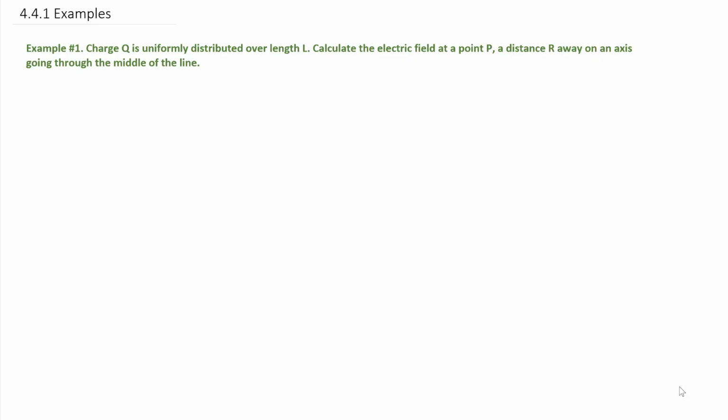In this example, charge Q is uniformly distributed over a length of L. We're trying to calculate the electric field at a point P, a distance r away on an axis going through the middle of the line. So a diagram was presented to us in the example, but I think the first step to any of these problems involves drawing and labeling a diagram to the best of our ability. So what I'm going to do is redraw that diagram and label every part of it.